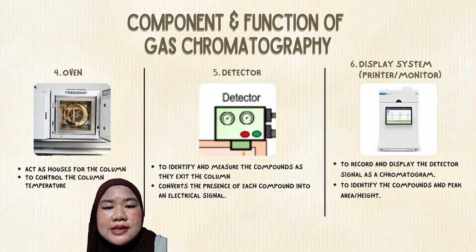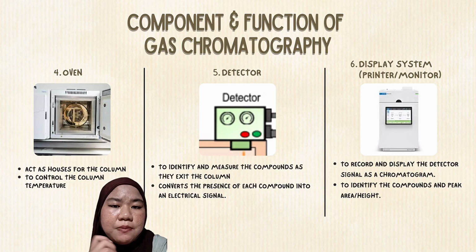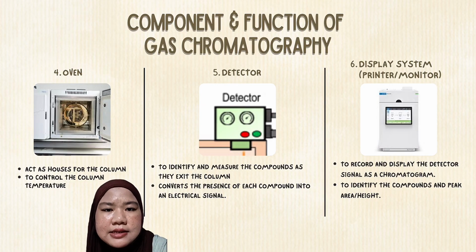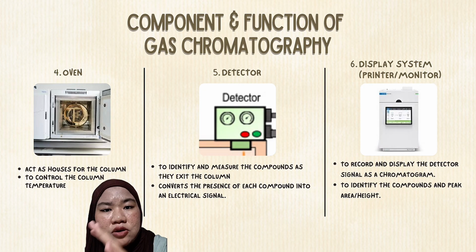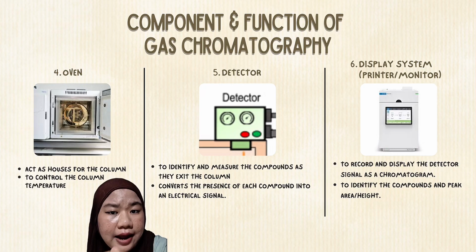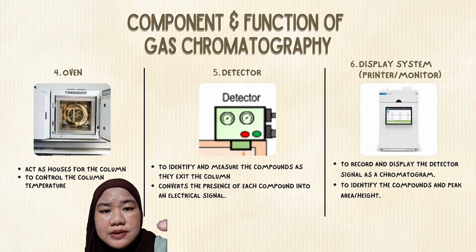Lastly, we have the display system such as a monitor or printer. This system helps to record the signal and display it as a chromatogram. And each peak represents a compound, and the height or area of the peak shows its concentration.